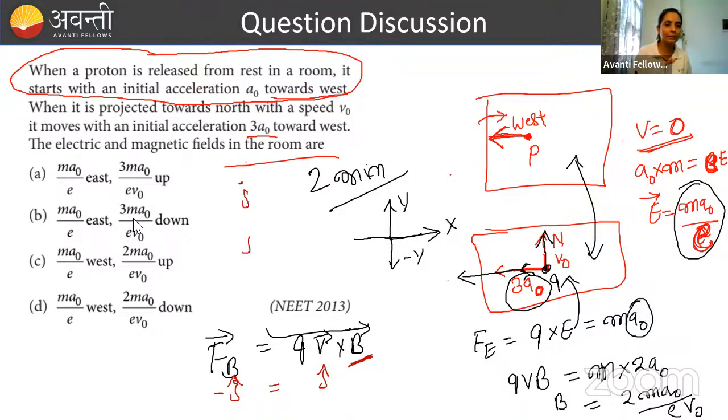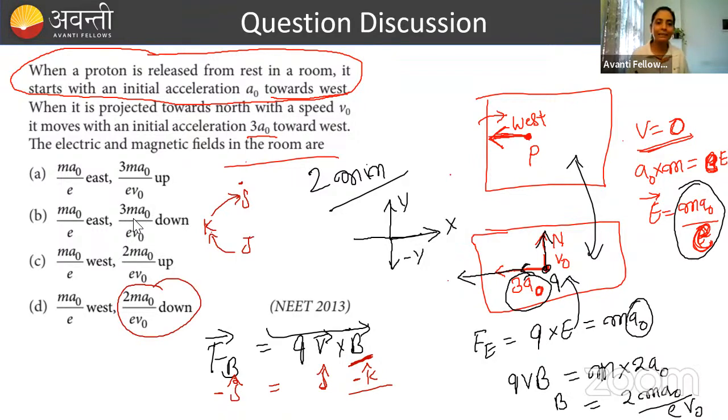Again go to that trajectory, go to the i j k terms. So this is j. j cross what will be minus i cap? j cross k will be i. So j cross minus k will be minus i. That means the magnetic field should have a direction of minus k. Minus k means downward. Okay. So the magnetic field should be downward, having magnitude 2m a naught by e v naught.